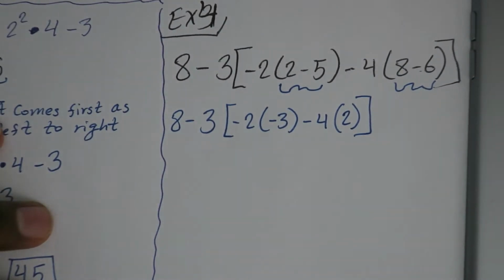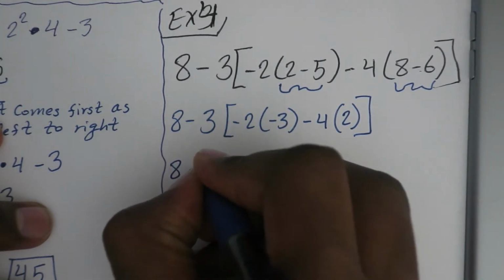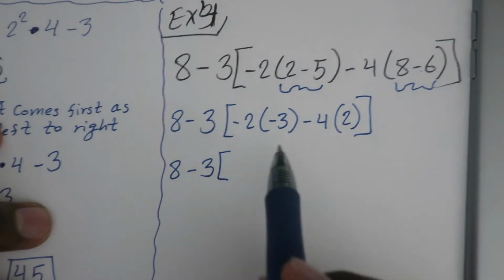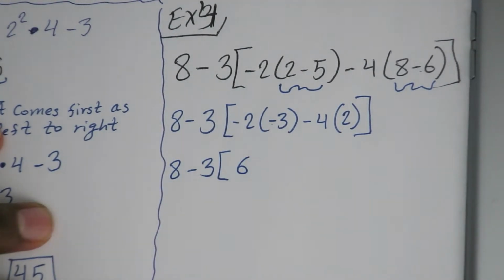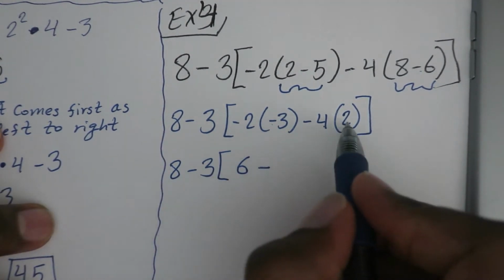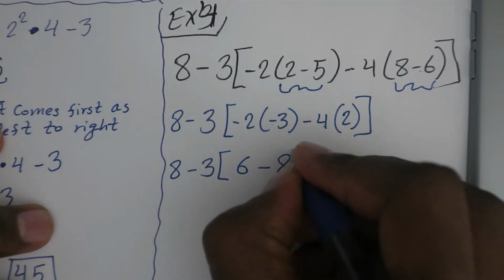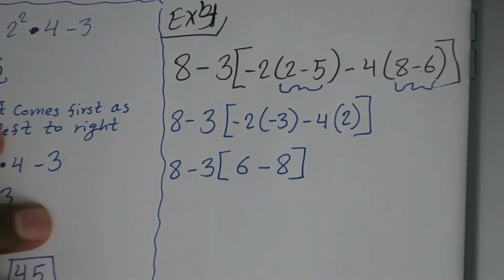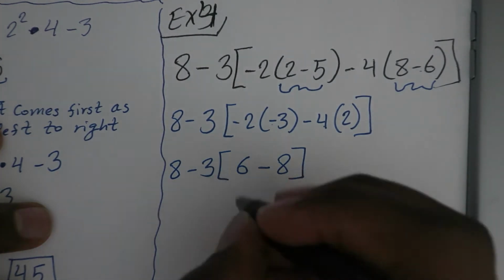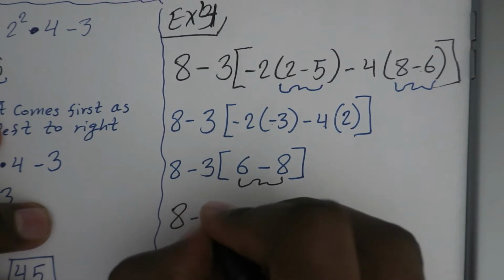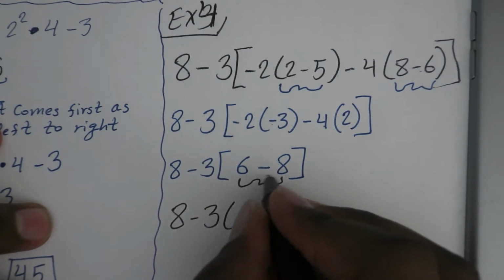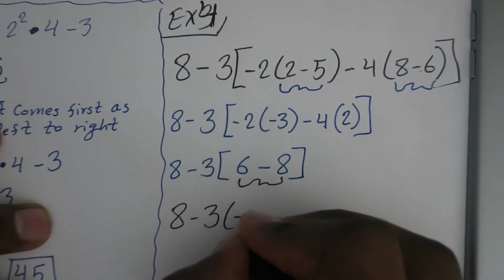Now the next part is we look at what we have inside the bracket, and as we can see, inside the bracket we have negative 2 times negative 3, which gives you a positive 6, minus 4 times 2 is 8. And brackets are just like parentheses. So the next step would be to subtract those two. So that is 8 minus 3, difference of 6 and 8 is a negative 2.